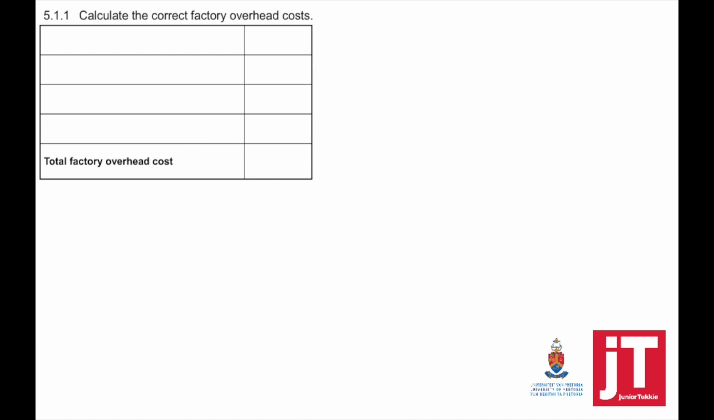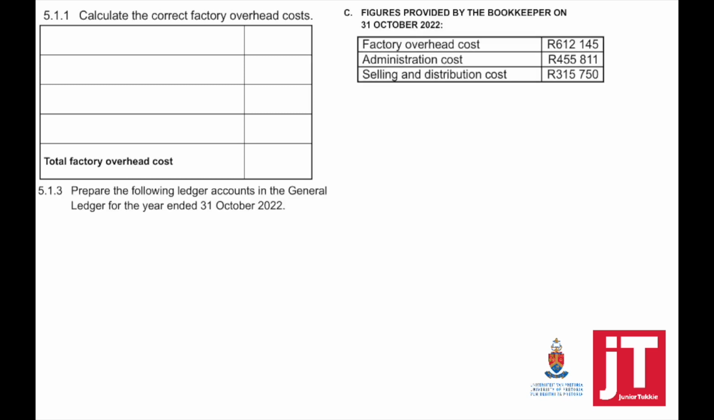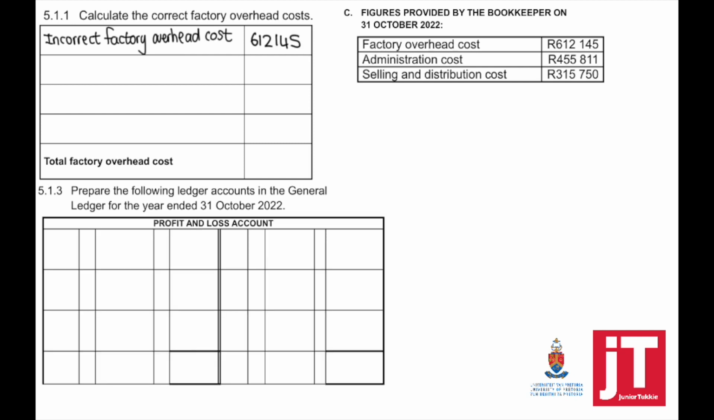So question 5.1.1 is to calculate the correct factory overhead cost. It means that the factory overhead cost has been calculated, but now we need to correct that. While we're going to complete 5.1.1, we are also going to look at the profit and loss account, because you should know, in a manufacturing business, administration cost and selling and distribution cost is closed off to the profit and loss account. So if we're making corrections, it means that we will need to adjust those costs as well.